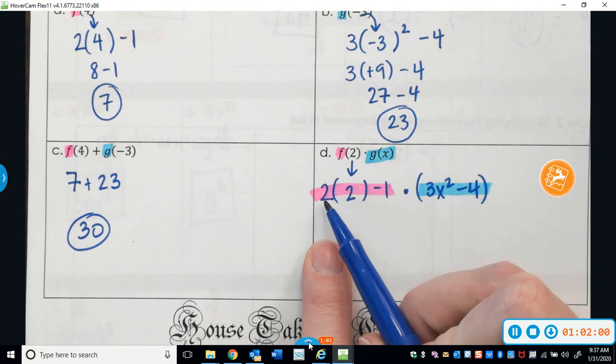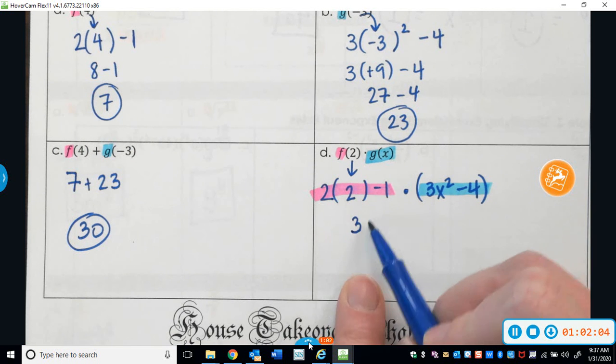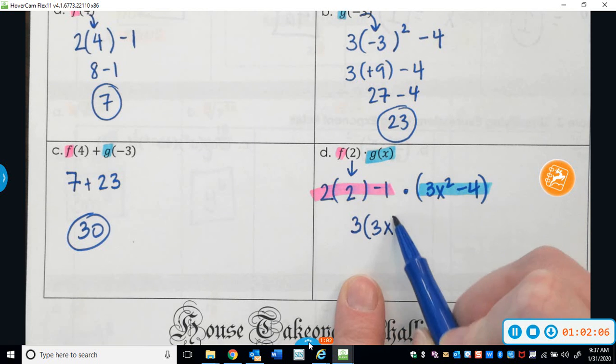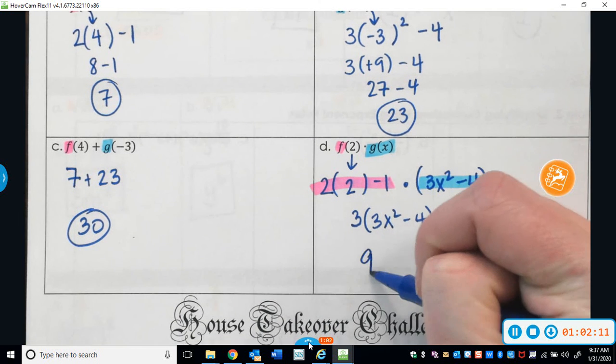Alright, so if I simplify this, 2 times 2 gives me 4. If I take away 1, what is that going to be? Alright, so I'll have 3 times 3x squared minus 4. So what will that become? 9x squared minus 12. Awesome.